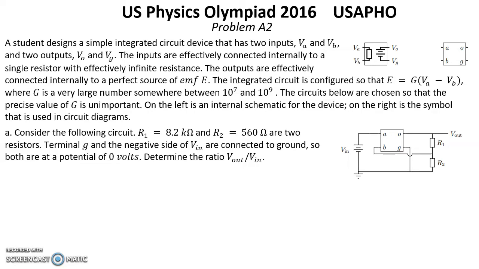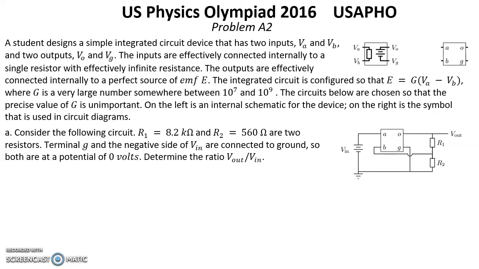Question A. Consider the following circuit. R1 equals 8.2 kilo ohm and R2 equals 560 ohm. They are two resistors. Terminal G and the negative side of Vin are connected to ground, so both are at a potential of 0 volts. Determine the ratio Vout to Vin.